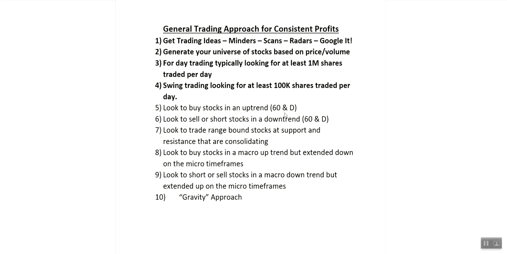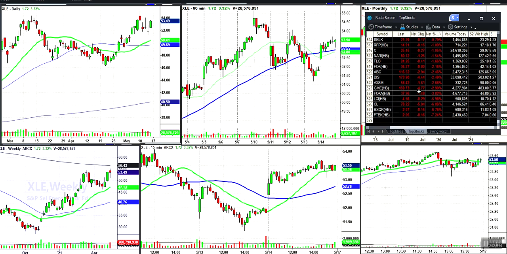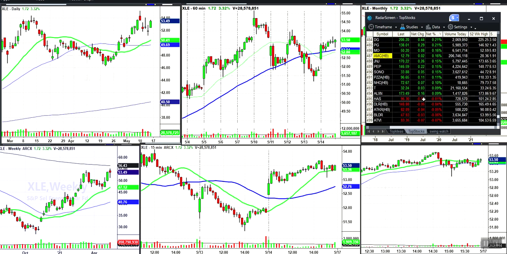So let's now talk about this next step. Look to buy stocks in an uptrend and look to sell or short stocks in a downtrend. So what do I mean by that? Up here you'll see this is my TradeStation platform, and here's my minder with my universal stocks, and you can see the market just closed for the weekend. It's Friday afternoon. You can see that there's not a whole lot of stuff that was in the red here, and you can see the green starts here.